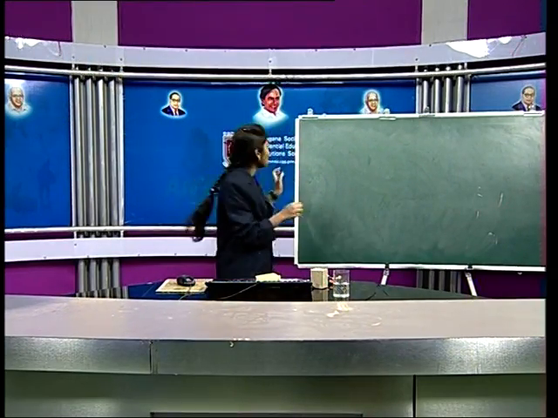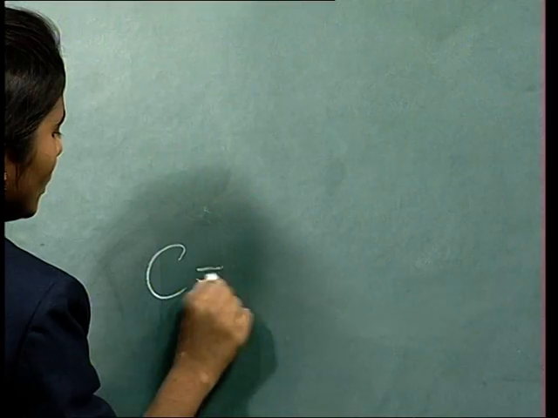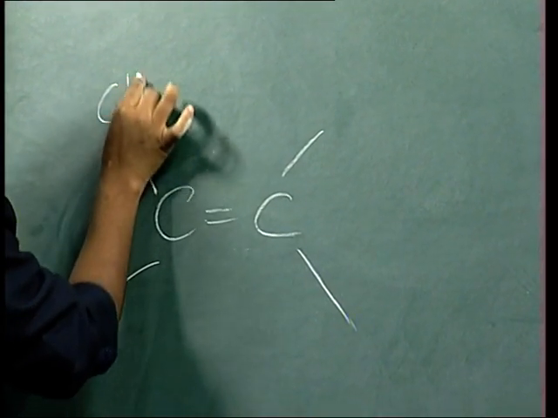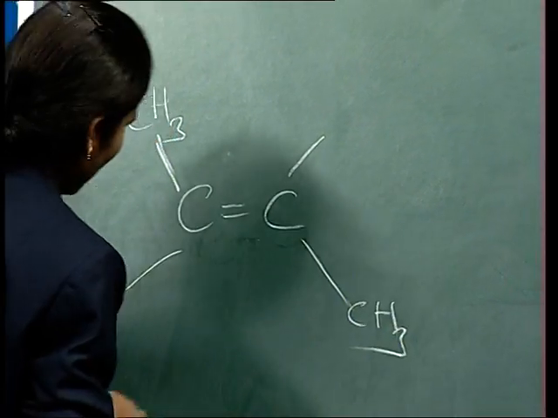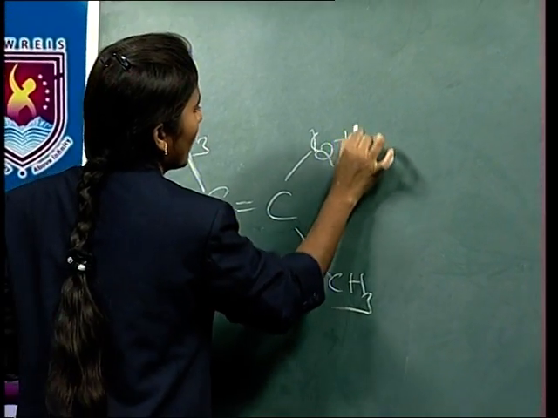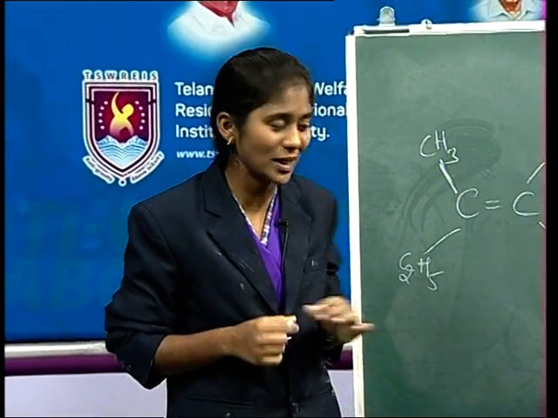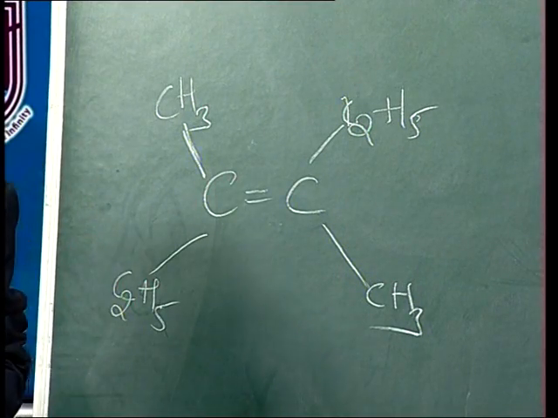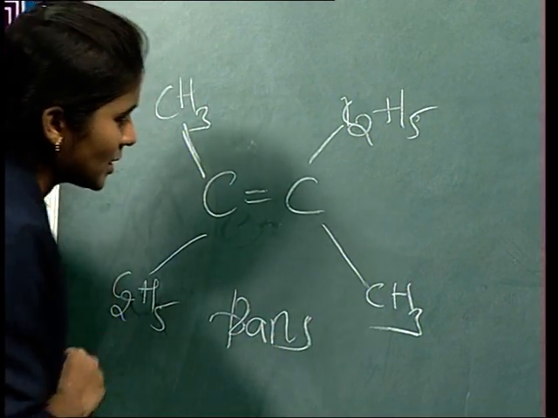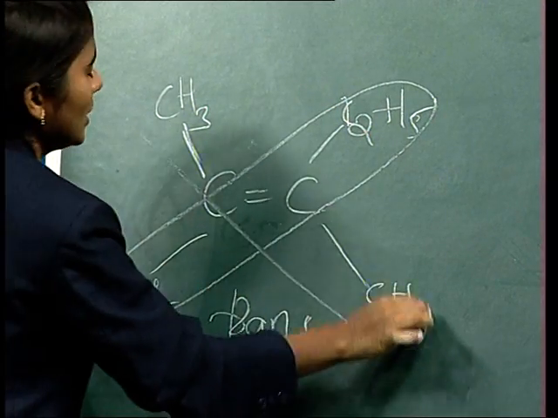Okay friends, here for example, CH3, CH3, C2H5, C2H5. So is this cis or trans? You can observe this friends. What is the structure of this? What is the name of the structure? Is this cis or trans? Yes, exactly, this is the trans. Why do we call it trans? Yes, these are on the opposite side and across. That's why we call it trans.